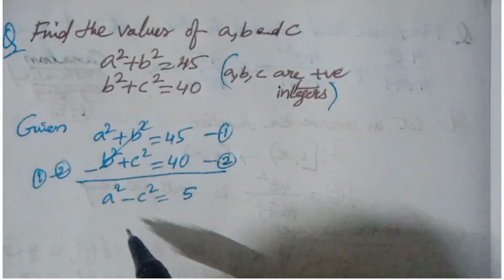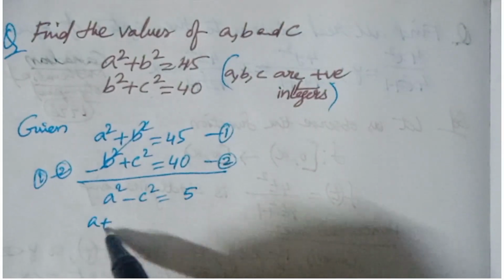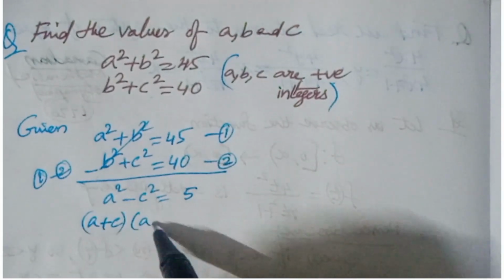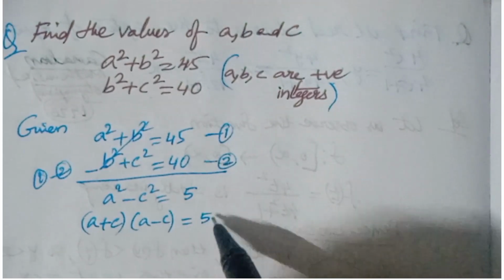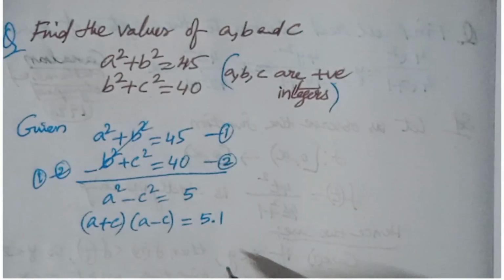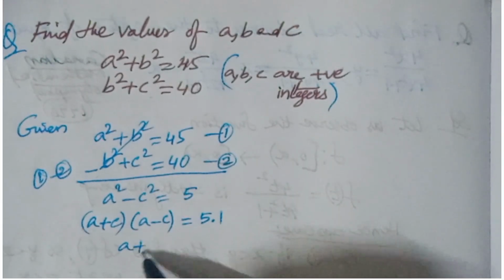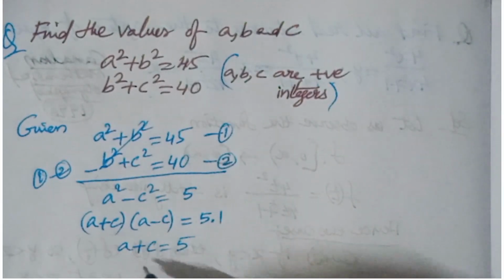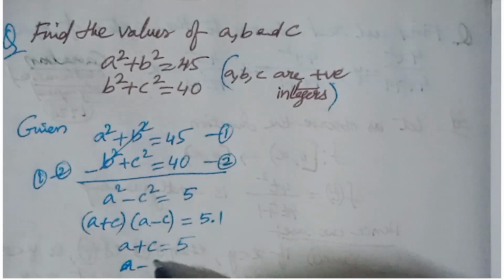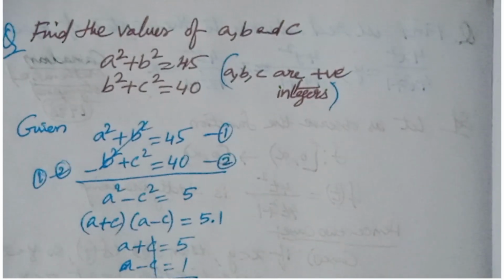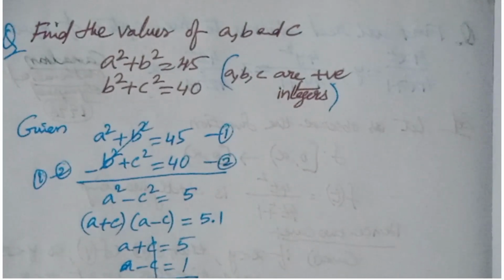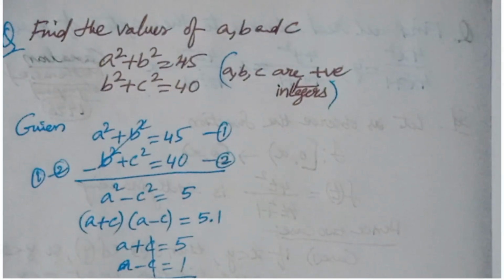So a square minus c square can be written as a plus c into a minus c. So this can be written as 5 into 1. Now a plus c is equal to 5. A minus c is equal to 1. From this you will get 2a is equal to 6. A value will get 3. A value is 3.